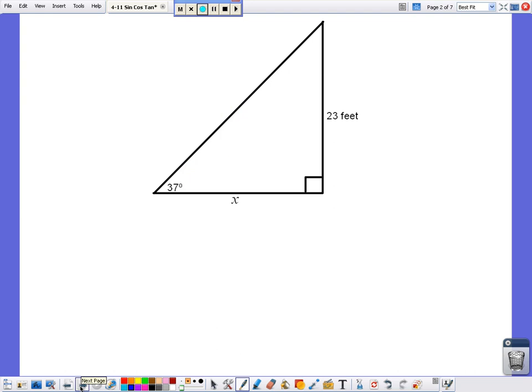So I look at this example. I want to do Pythagorean's theorem, but I don't have enough information to do Pythagorean's theorem. So I guess I'm left with trig. To do the trig, I would go SOH, CAH, TOA. Now that I have that, I'm going to label my sides.